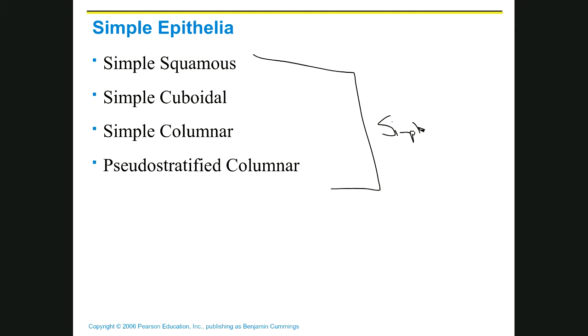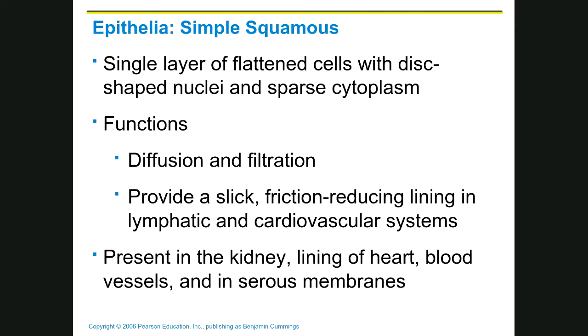So let's look at simple squamous. Without knowing any of this stuff here, we know a lot about it. It's simple, so it's one row. It's squamous, so the cells are flat. You should be able to picture that in your head. One row of flat cells. And that's exactly what we see here. That's the description of it.